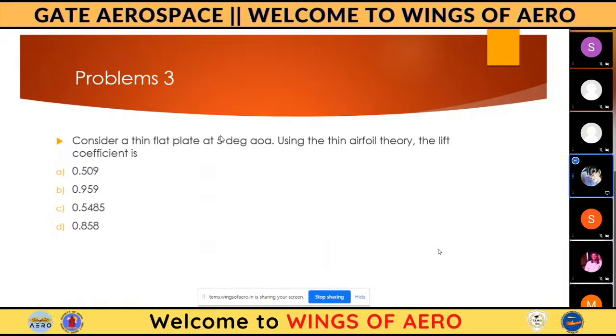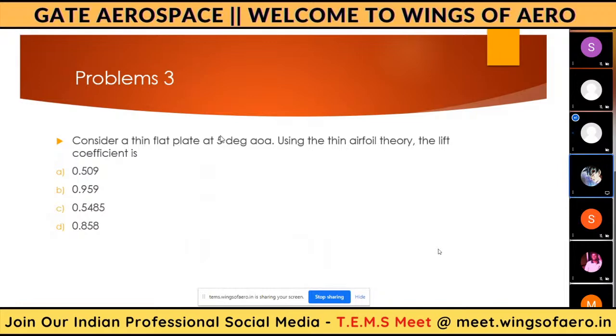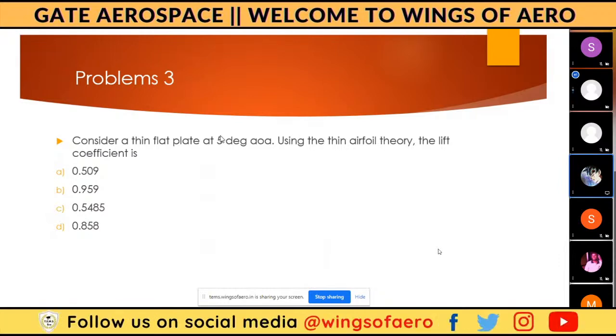Can you find this problem also? Third option, same type only. It was easy. 0.5485. Okay. Did everyone get the same answer? Yes, sir. Okay, fine.